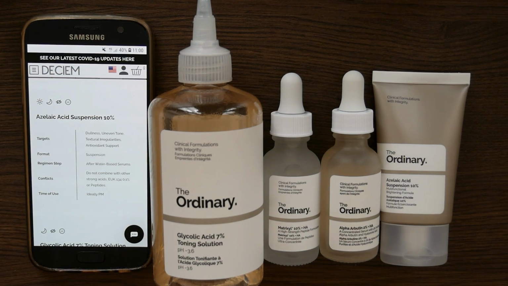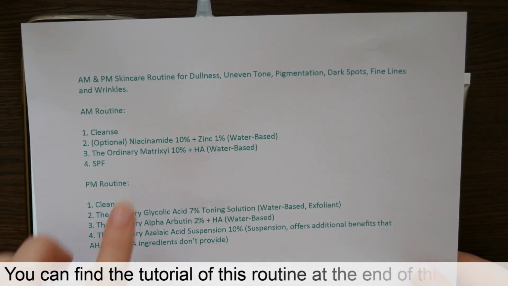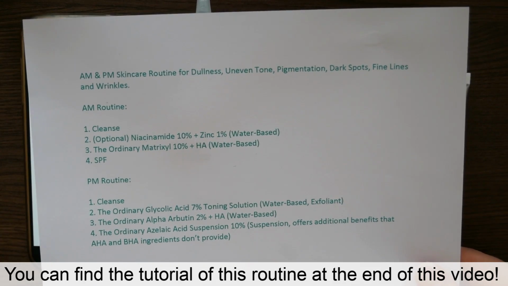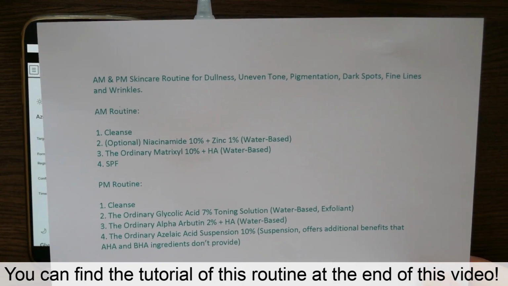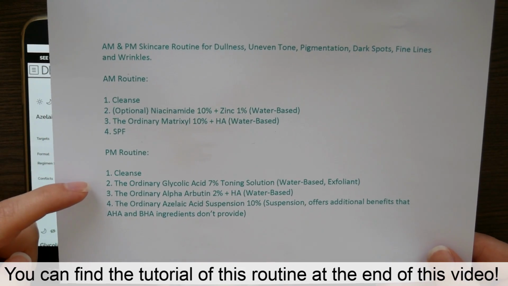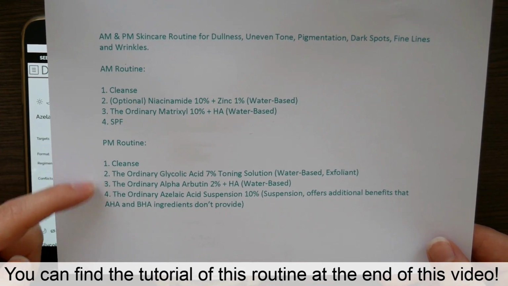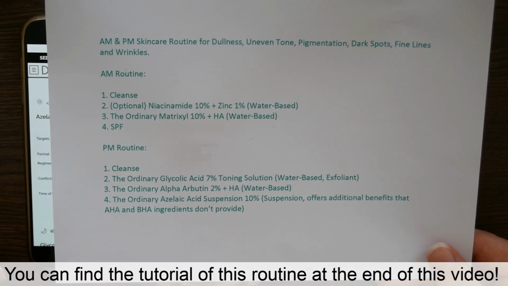Now, if you want to change it into a routine, and I'm going to use those four as an example, it would look something like this. And I'll also put niacinamide in there just in case, because it's such a famous product. But I now know that I can use the Matrixyl in the morning, and I'm going to use the glycolic acid, alpha-arbutin, and azelaic acid suspension at a different time in my PM skincare routine.